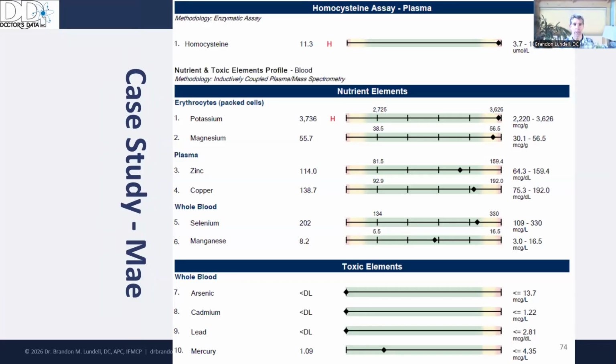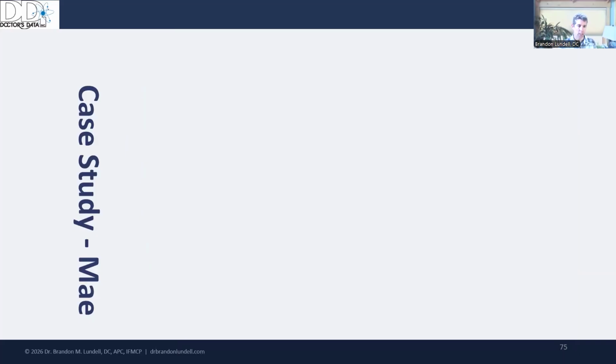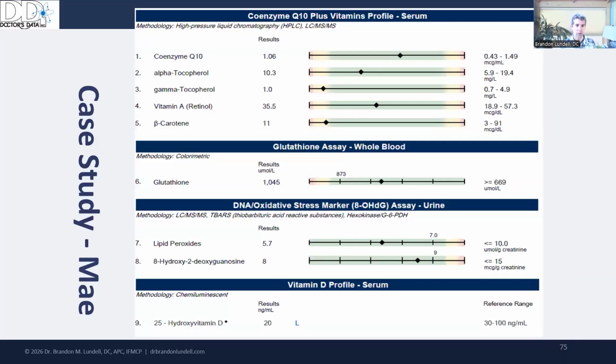Some of her nutrients were okay, but these are just population-based averages, doesn't mean that she's actually getting enough. So you have to look at some functional tests. Her vitamin E was low, beta carotene's low, so that means her diet didn't have enough vegetables. She wasn't eating the rainbow. She wasn't eating enough beta carotene foods. And that gets converted to vitamin A.